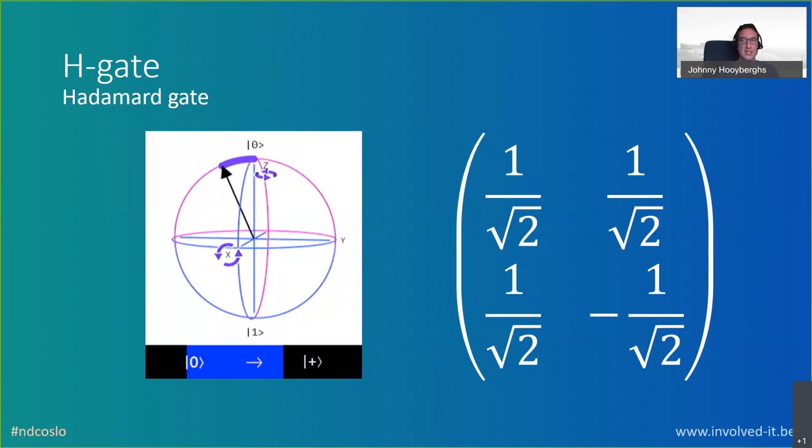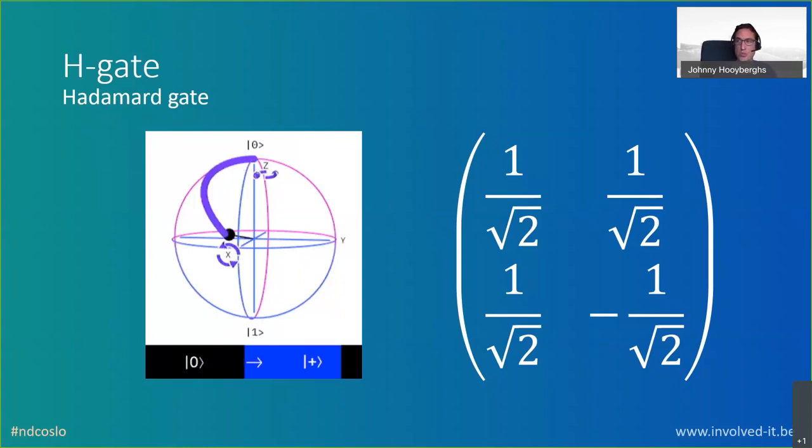So if you have state zero, for example, it will actually rotate around the Z and the X axis at the same time, actually a diagonal axis, and it will put the state vector on that plane that I told you about before, and now it's halfway in between one and zero. So it's basically in a perfect superposition where it's 50% zero, 50% one. So it's a probability wave that has 50-50 chances of collapsing to zero or one. So that's a Hadamard gate.